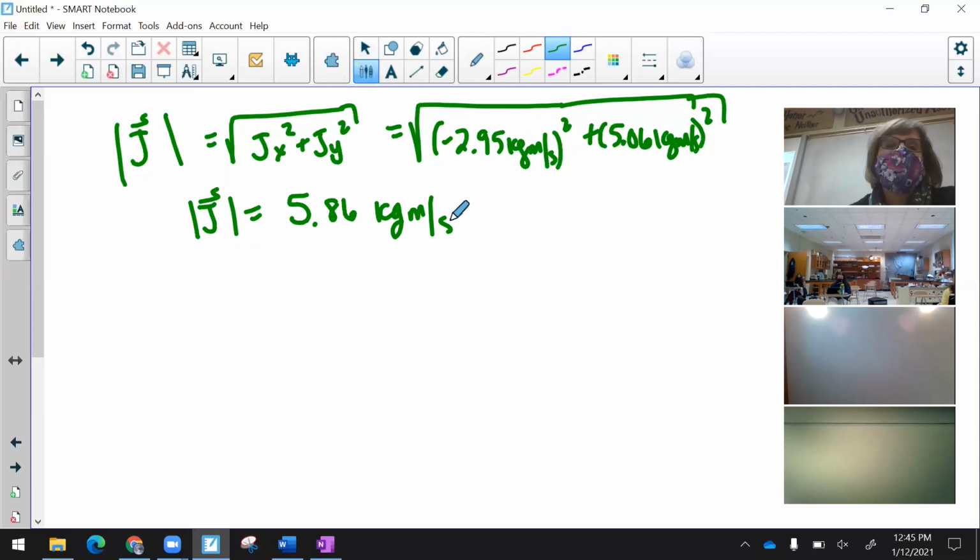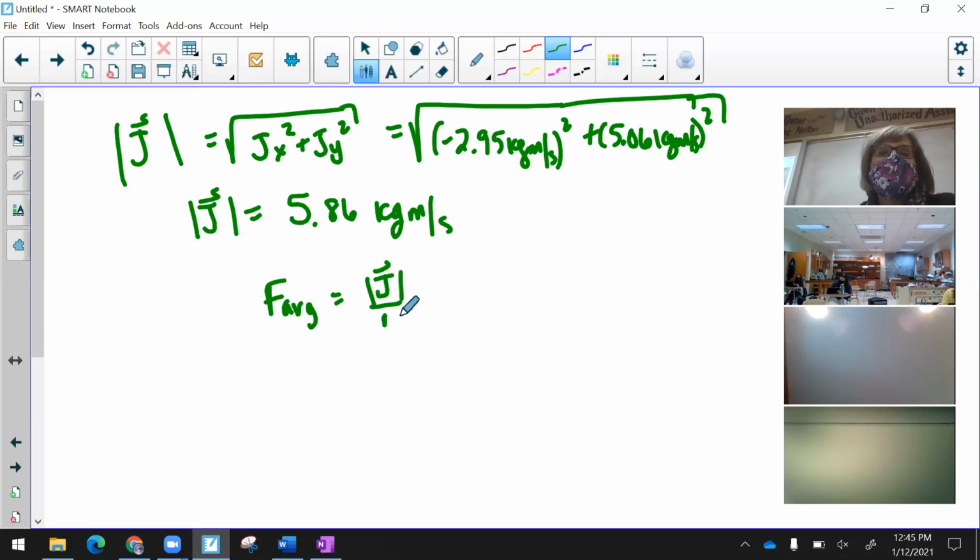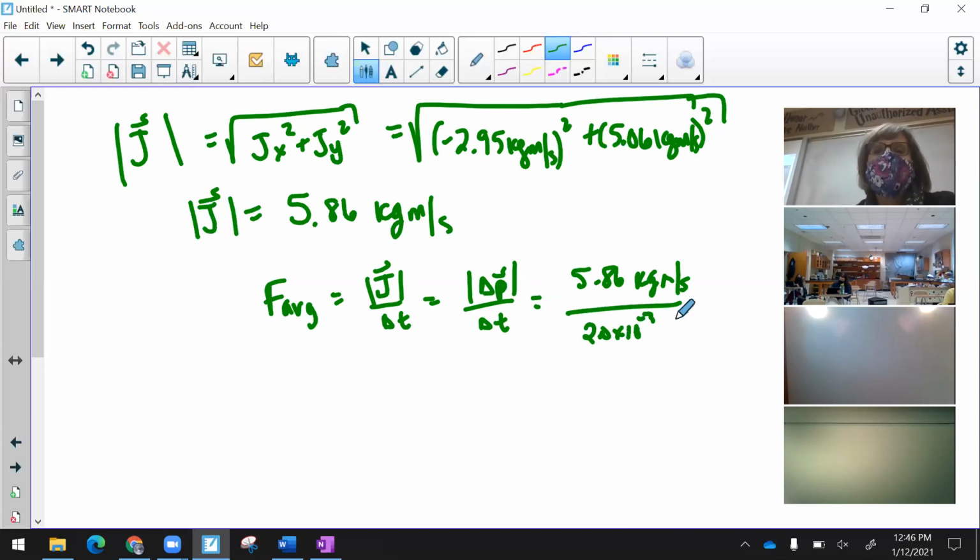Sophie agrees. Okay, so then we go back and we know that our F average is going to be the magnitude of J over delta T, or the magnitude of the change in momentum over delta T, but either way, it's 5.86 kilogram meters per second divided by 2.0 times 10 to the minus 3 seconds. And F average is... excellent.